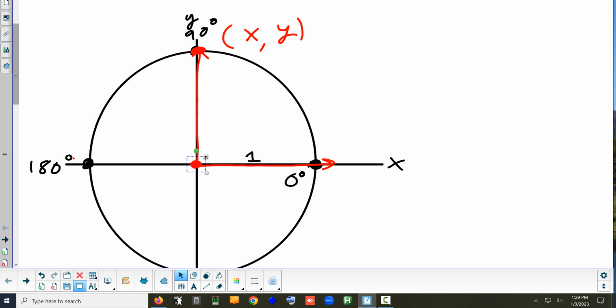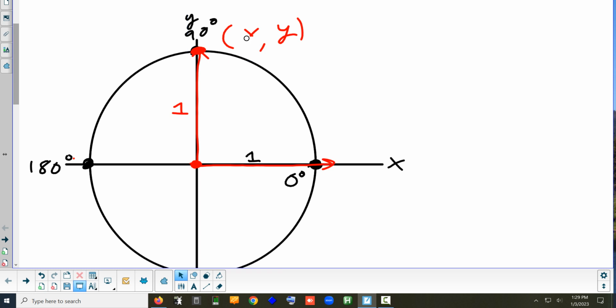And what's the size of the circle that I said we're working on? What's the radius of it? 1. So to get to 90, you don't go left and right at all. All you do is go straight up until you hit the edge of the circle. Well, how far is it from here up to there? It's 1 unit, because that's also the radius. 1 unit in every direction.